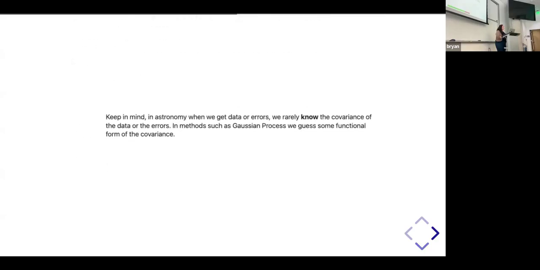Keep in mind that we just rarely know the covariance of our data. For example, if you're going to do a GP, you're going to get some functional form of the covariance matrix.